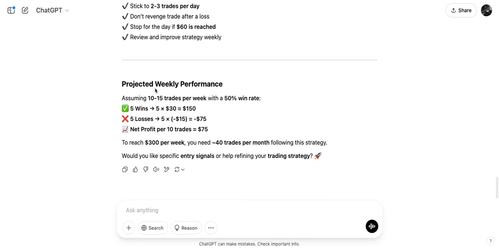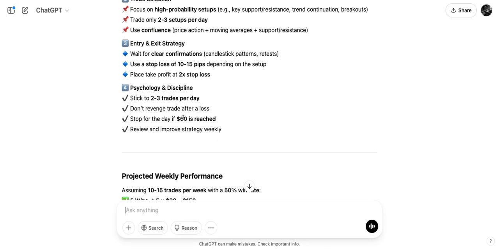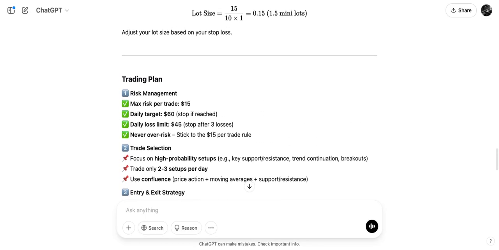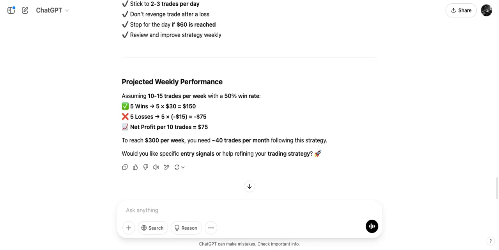And then the weekly performance, which is projected, 5 wins, 5 losses. To reach 300 bucks a week, you need about 40 trades a month. You can break that down. But you have your daily goals here that if you get to 60 bucks a day, then you should reach that profit target of whatever you want to get, regardless of what your plan is. So let's go through one more example here, and then we'll close it down.